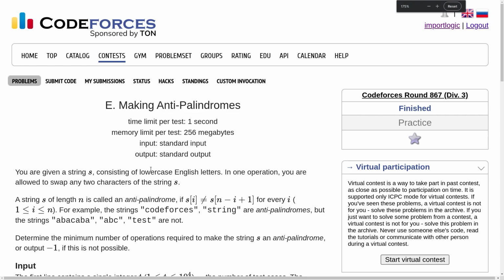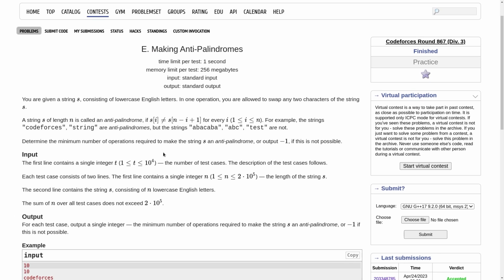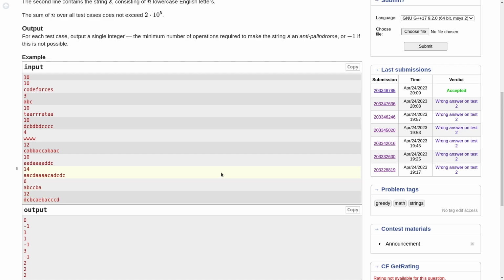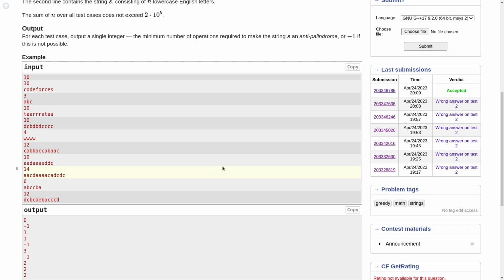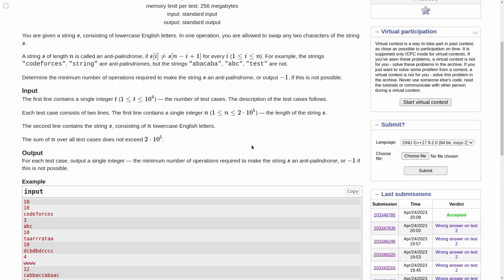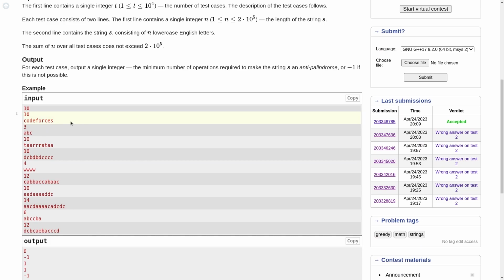Now moving on to this particular problem, which is E, Making Anti-Palindromes. I made many long submissions on this problem, and my approach in which I was calculating the final answer didn't work correctly. So I changed the approach and submitted it after the contest. Let us discuss what can be done in this problem. The problem statement is very straightforward.